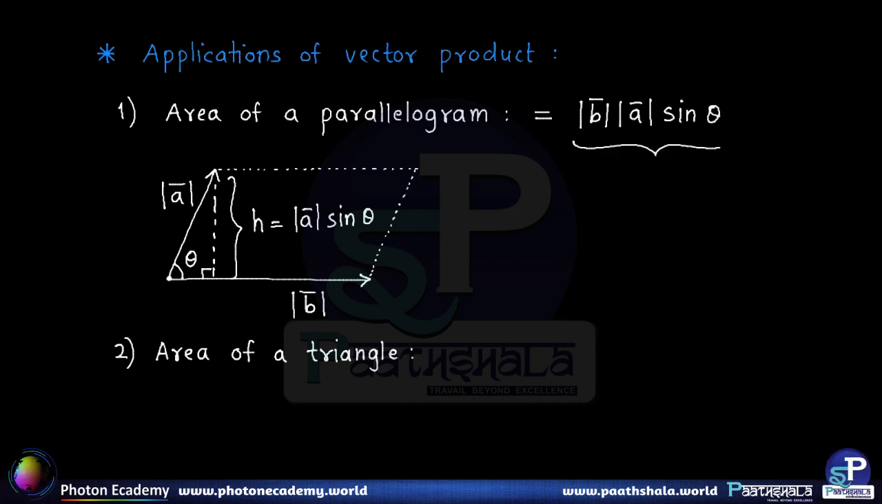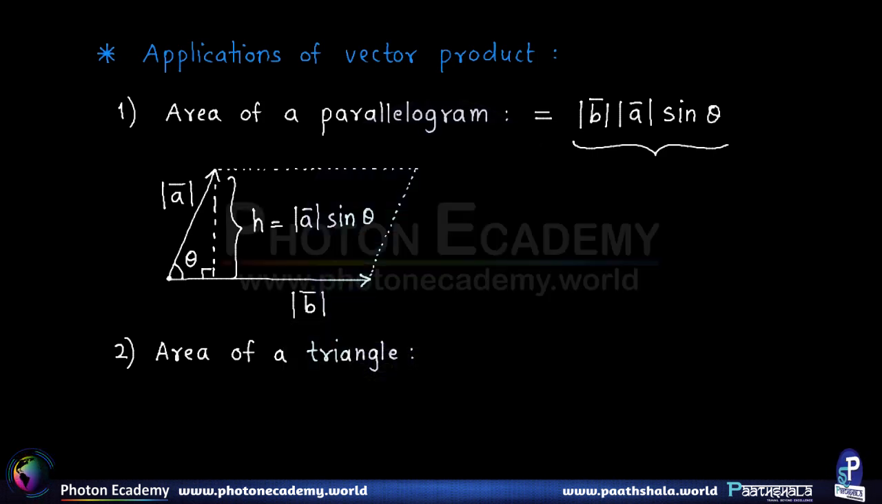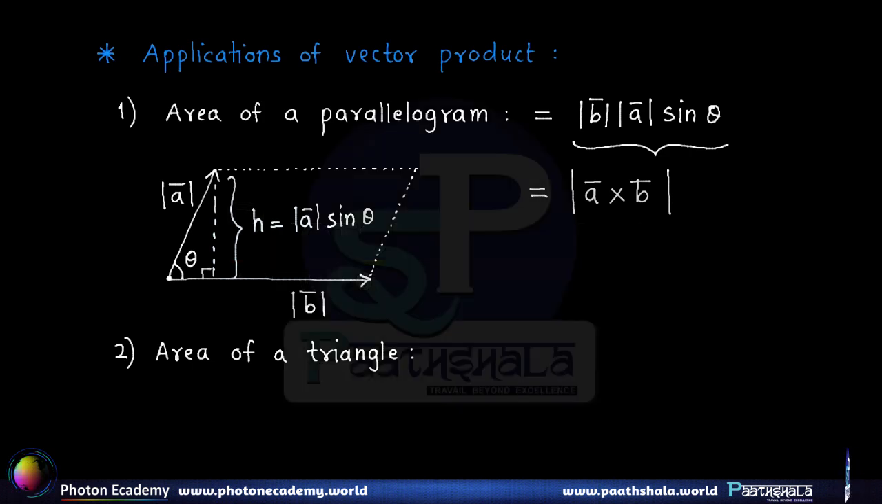If you look at this particular expression, we come to know that this is nothing but the expression that comes in the vector product of a bar and b bar, and it is actually the magnitude of the vector product of a bar and b bar. Therefore this we write as the magnitude of the vector product, a bar cross b bar, right? That's how we calculate the area of a parallelogram bound by two vectors a bar and b bar.